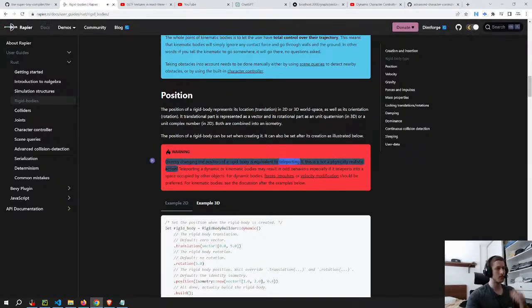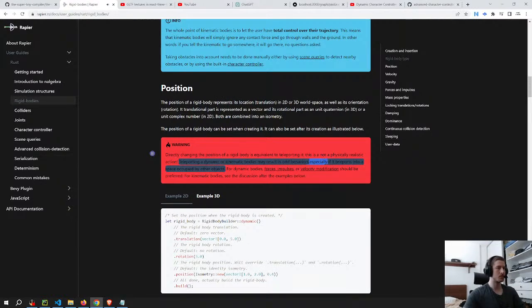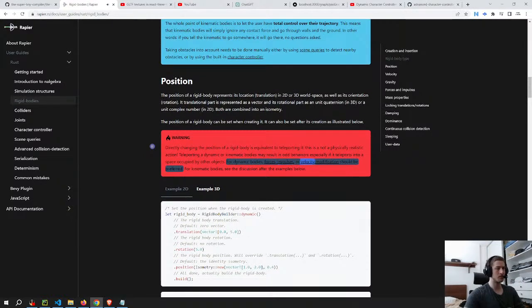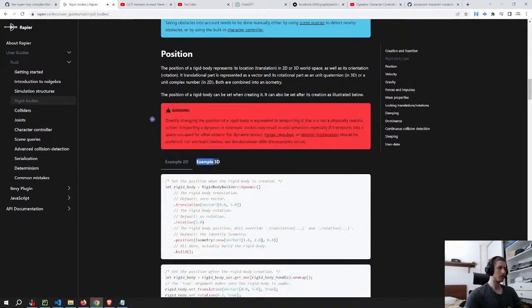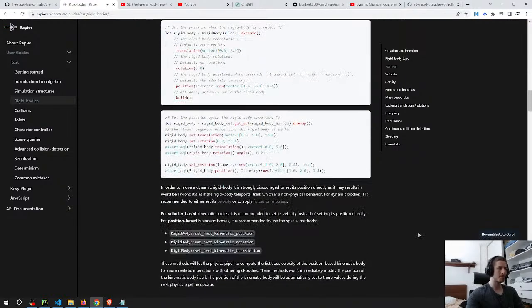Directly changing the position of a rigid body is equivalent to teleporting. This is not a physically realistic action. Teleporting dynamic or kinematic bodies may result in non-realistic behaviors, especially if it teleports into a space occupied by other objects. For dynamic bodies, forces, impulses, or velocity modification should be preferred. For kinematic bodies, see the discussion after the examples below. Example 2D. Example 3D. Set the position when a rigid body is created. let rigid_body = RigidBodyBuilder::dynamic() // The rigid body translation.